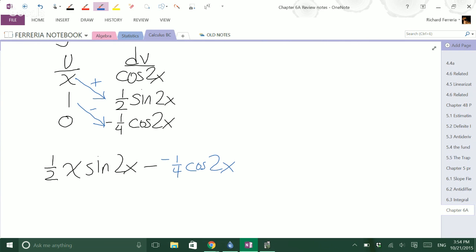Looks like I can factor out a 4. Does the answer have it factored out? No, it doesn't. Okay, so that's fine. 1/2 x sine 2x plus 1/4 cosine 2x. Would you believe it? I forgot the c.